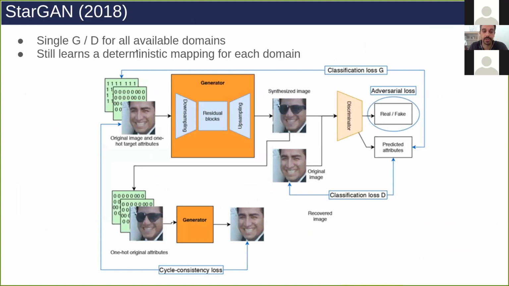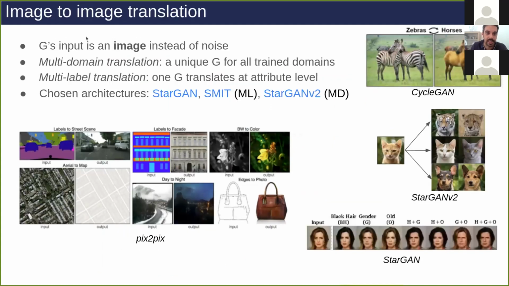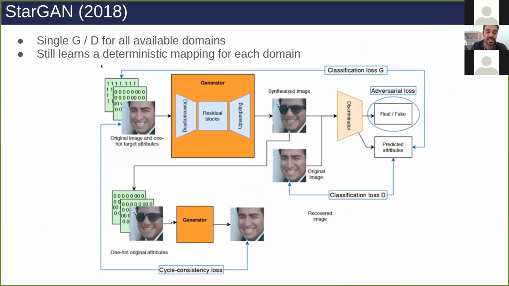So StarGAN was one of the first to appear. It appeared in 2018. It has a single generator and discriminator for all the available domains, as we have mentioned, because as we have seen, StarGAN is a multi-label translation, okay? And still, this single generator and discriminator learns a deterministic mapping for each of the domains implied, okay?